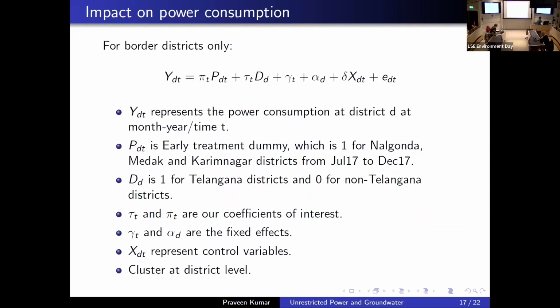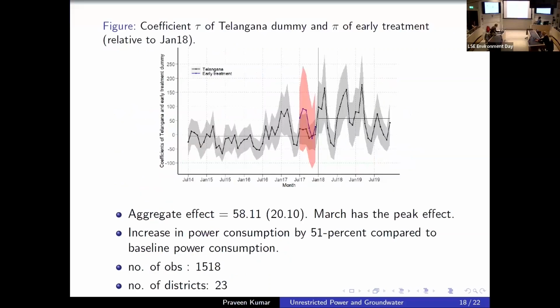And if you look at the impact on power consumption, the unit of analysis is district wise. So Y_dt is the power consumption at district d at month-year time t, dependent upon the early treatment dummy. This is the Telangana dummy, and these are time fixed effects and district fixed effects, and these are the control variables, and clustered at district level. If you look at the result, there is clearly a jump after the policy. So there is an increase in power consumption after the policy. In terms of percentage compared to the baseline power consumption, there is an increase in power consumption by 51%.